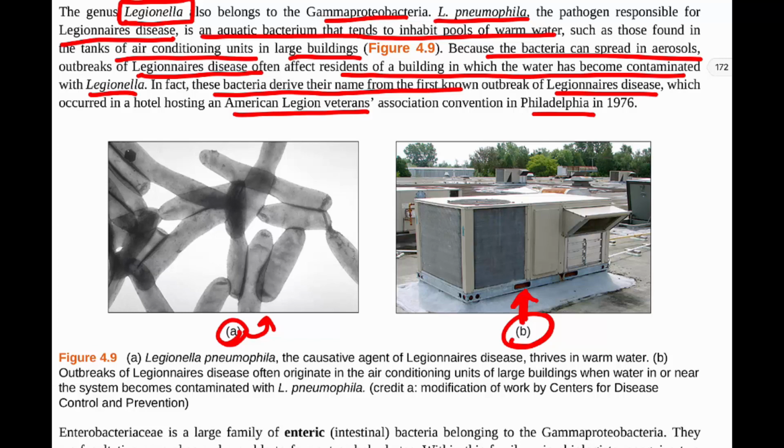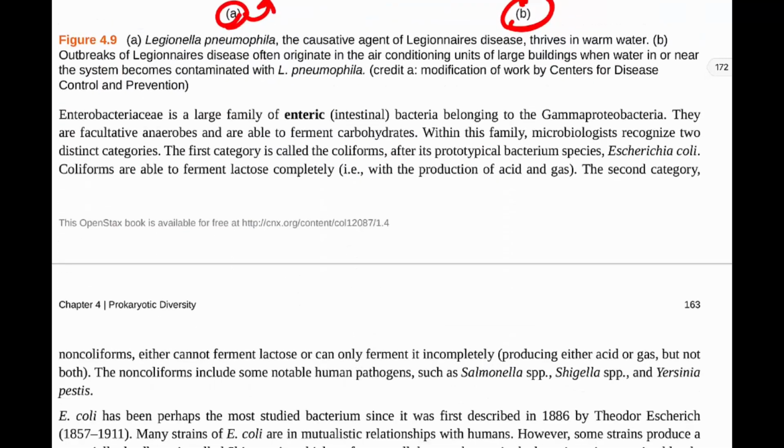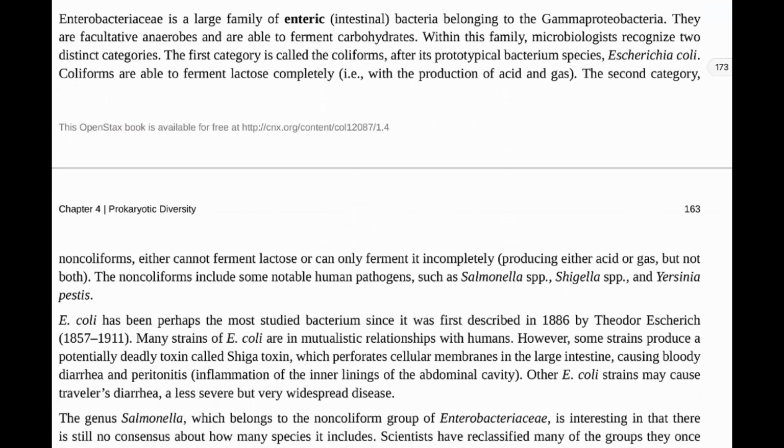All right. Next, we have Enterobacteriaceae. This is a large family of enteric, meaning intestinal, bacteria in the GammaProteobacteria group. They are facultative anaerobes and are able to ferment carbohydrates. Facultative anaerobes means using oxygen to varying degrees depending on what's available. Within this family, microbiologists recognize two distinct categories.